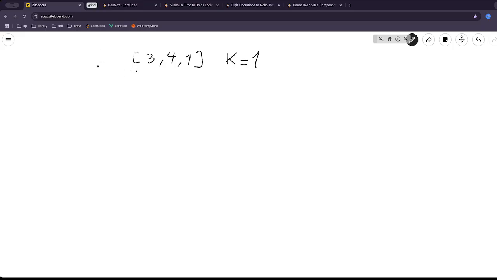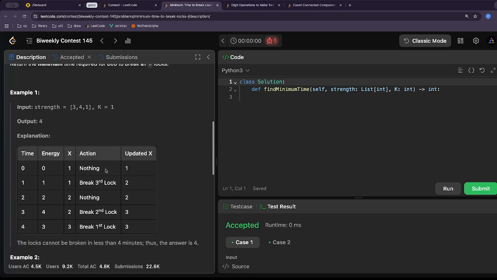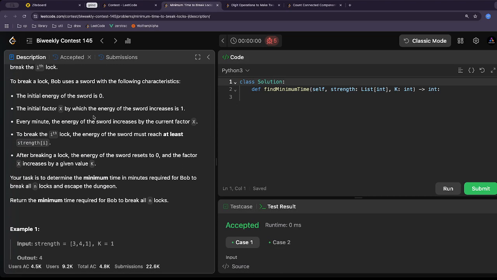So let's say these are the strengths, right? And let's say that we sort them, and we're going to be breaking them in this order, right? So initially, I'm a little bit confused about this. So for the first one you have, each time you hit it, how do they explain this?